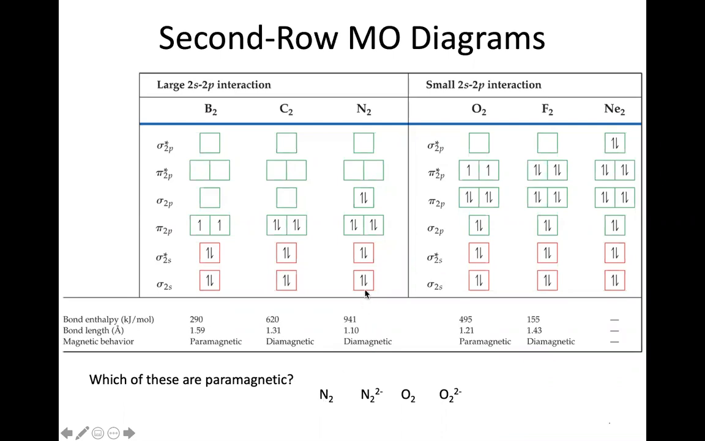For N2, they're all matched up, they're all paired up. For O2, I've got 2 unpaired. See if you can figure out the ions right here. This is going to be one I'm going to send as a polling question to you. So take a second first. Which of these are going to be paramagnetic? Paramagnetic, recall, means that you have at least one unpaired electron. Take your time on this one. When you're ready, take a stab at answering this poll, but no hurry.